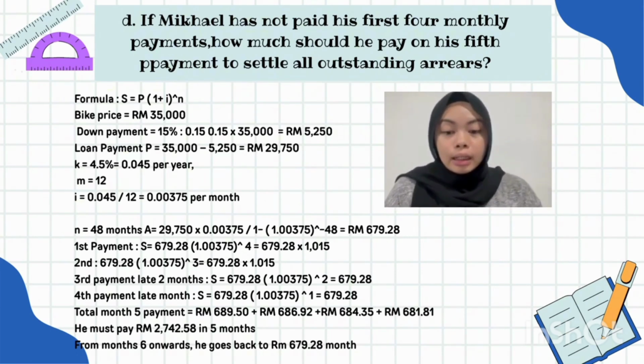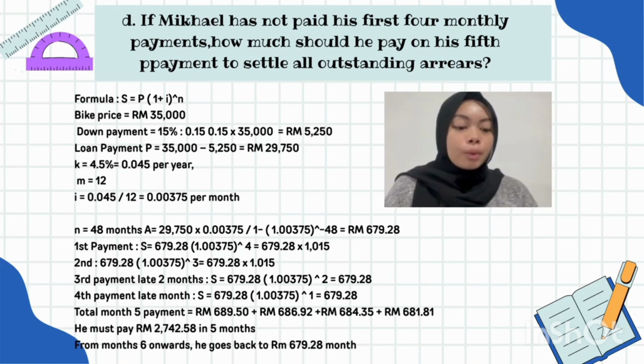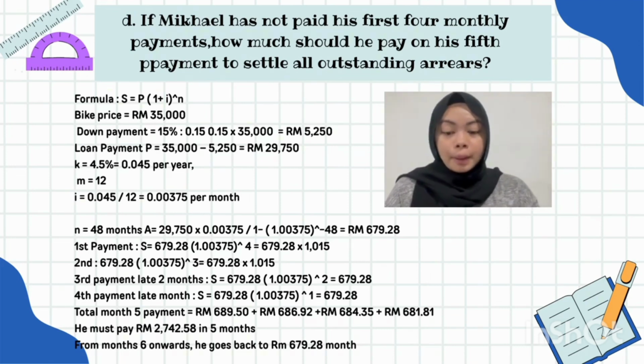For the first payment, 679.28 times (1.00375) to the power 4, and then we get 679.28 multiplied by 1.0151. For the second payment, 679.28 times (1.00375) to the power 3 equals 679.28 multiplied by 1.01128. Next, for the third payment, 679.28 times (1.00375) to the power 2 equals 679.28 multiplied by 1.00751, and then we get the answer 684 ringgit 35 cents.